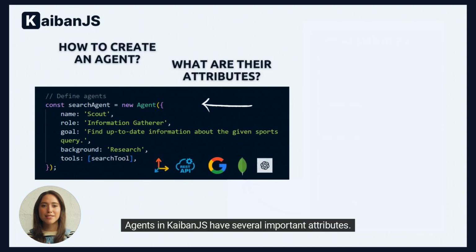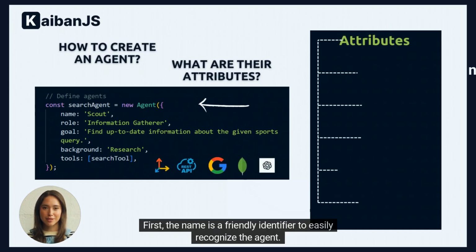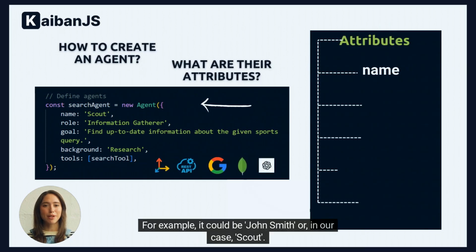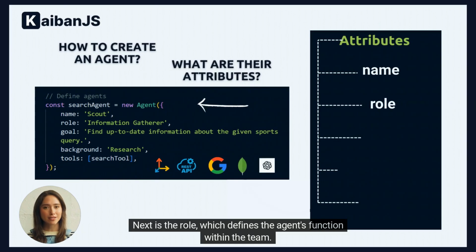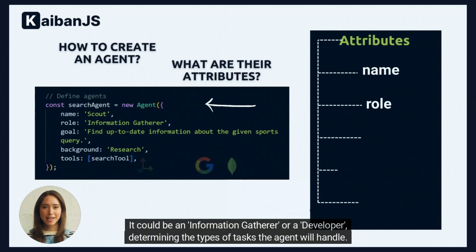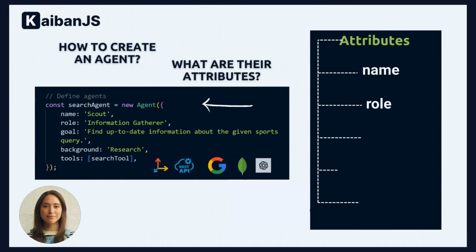Agents in KaibanJS have several important attributes. Let's break down the most relevant ones. First, the name is a friendly identifier to easily recognize the agent. For example, it could be John Smith or, in our case, Scout. Next is the role, which defines the agent's function within the team. It could be an information gatherer or a developer, determining the types of tasks the agent will handle.